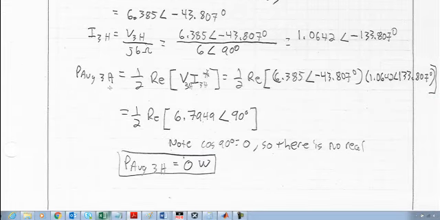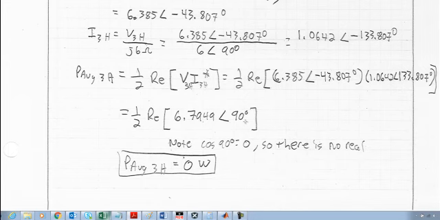The average power delivered to the 3 Henry inductor is 1/2 the real portion of our phasor for the voltage across the 3 Henry inductor times the conjugate transpose of the current through the 3 Henry inductor. So here is my voltage phasor, and then my conjugate transpose, I just take this current, and instead of this negative 133, I'm going to have positive 133. So now when you multiply these two together, what do you see? Well, you get 6.7949. The interesting thing is these angles add up to exactly 90 degrees.